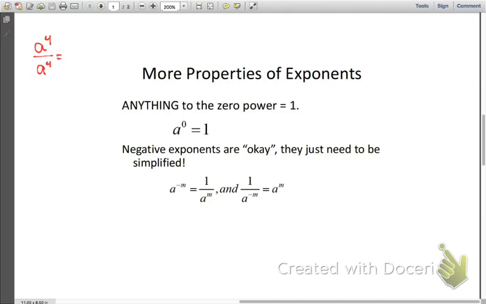Okay, remember if I had a times a times a times a, and I did the same thing on the bottom, what would happen to everything? It would cancel, right? Whenever I'm dividing and everything cancels, it's just left with 1. It's the same way if I had 25 divided by 25. Is 25 divided by 25 0? No, not today. It's just 1. It's the same idea.